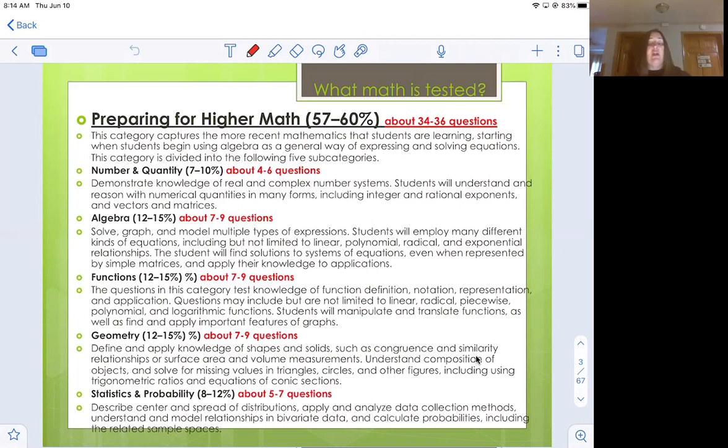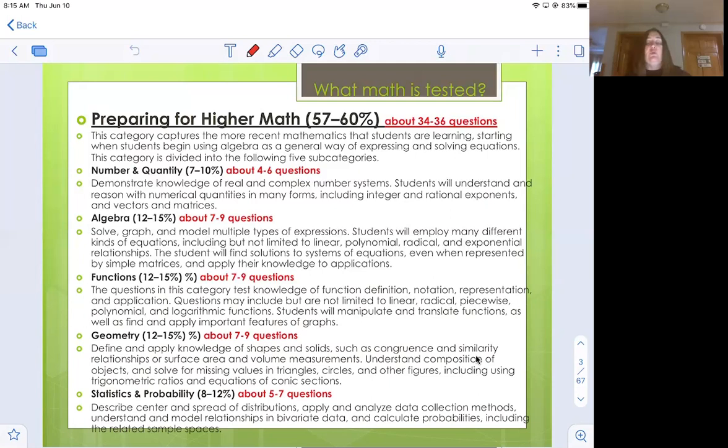So it could be matrices or applications of any of these content areas. So the next section, again, about the same number of questions, is functions. It could be evaluating a function, could be function notation, a representation of it, or application. So again, we're still dealing with the linear radical. It could be piecewise. That may be something that you've not dealt with, polynomial or logarithmic. And again, if you haven't taken Algebra 2 or a college algebra class, you may not have seen some of these concepts before.